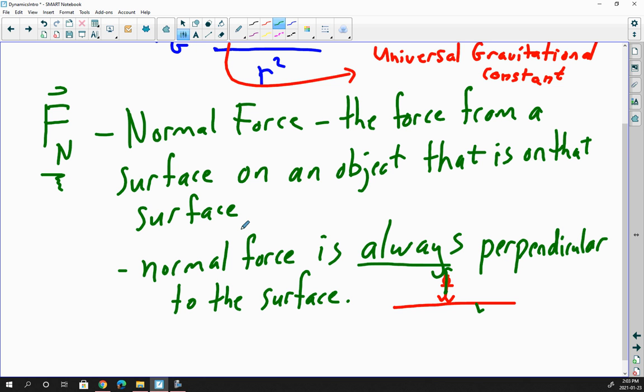So normal force, on an object that's sitting on a surface, you might remember this from grade 11, is always perpendicular to the surface. It's what is supporting the object upward on that surface. You can get a normal force from a chair if you're sitting on a chair, from a floor if you're standing on a floor, etc. So hopefully this rings a bell. Hopefully you're saying to yourself, I remember normal force.